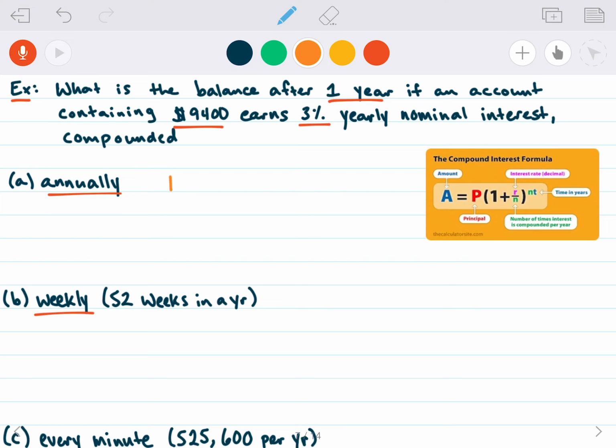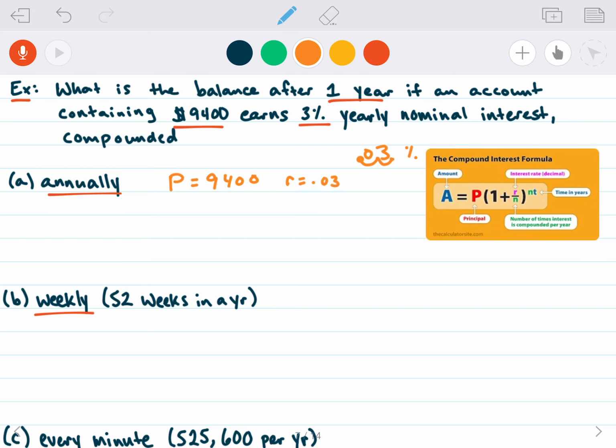Well, P is how much we start with in our formula. That's our principal. The amount we start with, it says it contains $9,400. So that's how much we're starting with, $9,400. It says it earns 3% interest, so that's going to be our interest rate. And we want to write 3% as a decimal. To do that, we move the decimal over 2 units to the left to go from percent to decimal. So we go 1, 2, and then fill in the gaps there. So 0.03 is going to be R. That's our interest rate as a decimal.